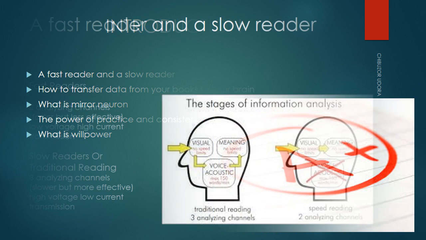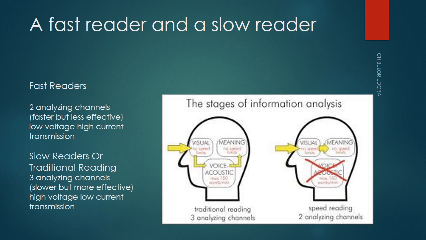A fast reader and a slow reader. Fast readers, if you look at this picture here, you will see they analyze data in 2 levels. They don't read out during their studies. They just look at it, grab the meaning and get on. That's why they are fast, and their brain is fast enough to grab the meaning fast. And they've been doing this since they are young, so it's not difficult for them to do.